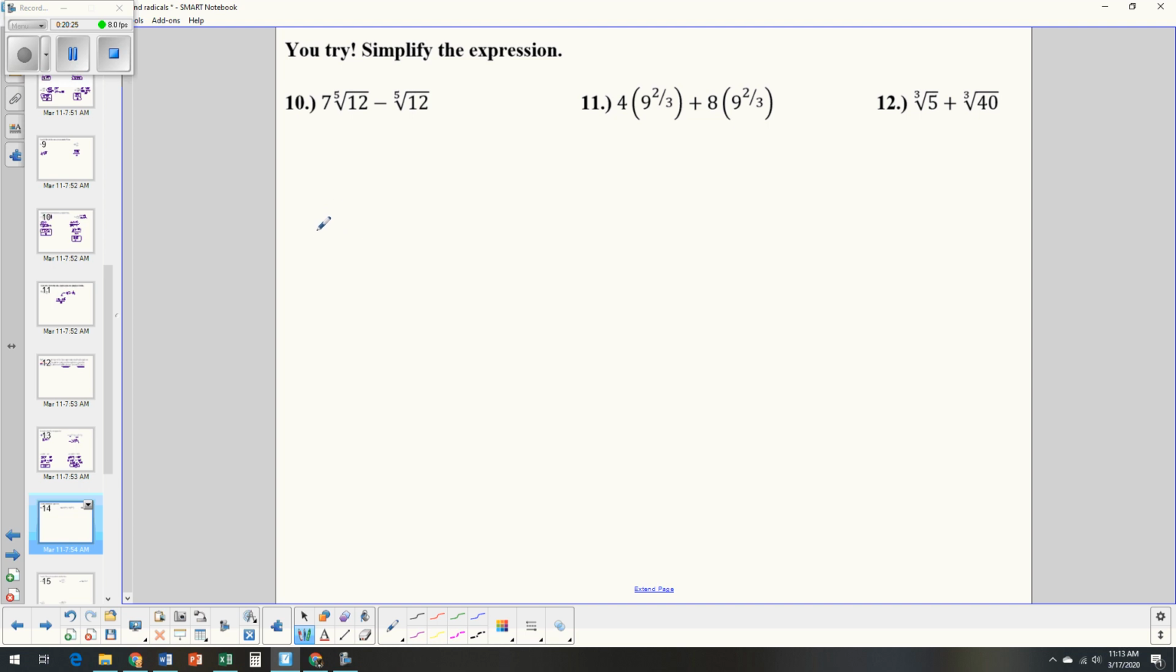All right, for 10, we get 6 times the fifth root of 12. For 11, we get 12 times 9 to the 2/3. And for number 12, we get 3 times the cube root of 5.